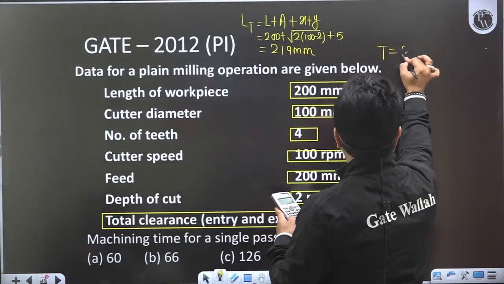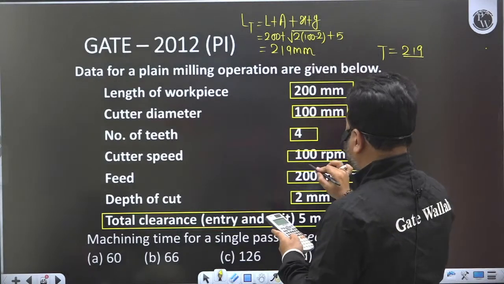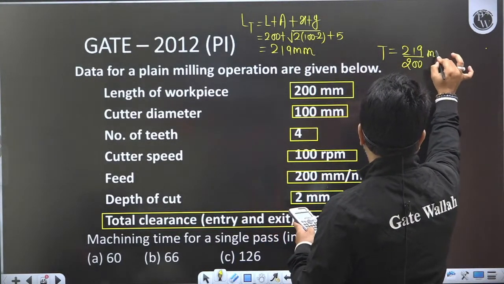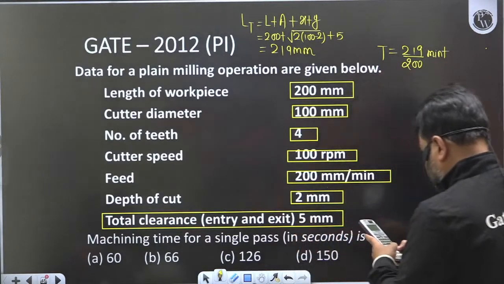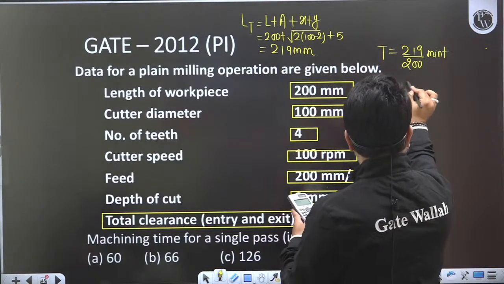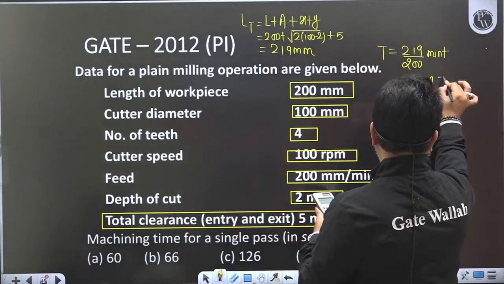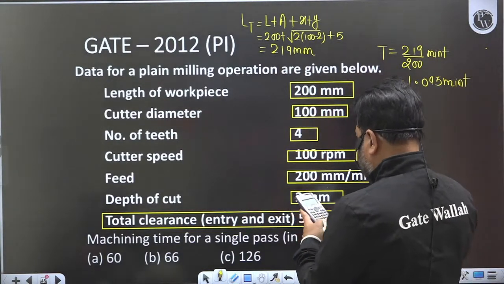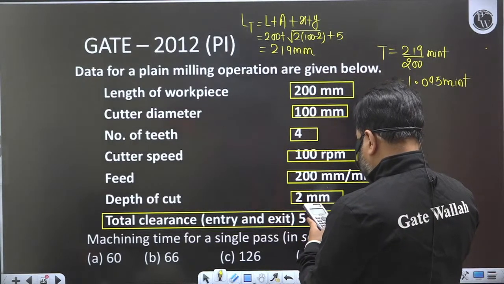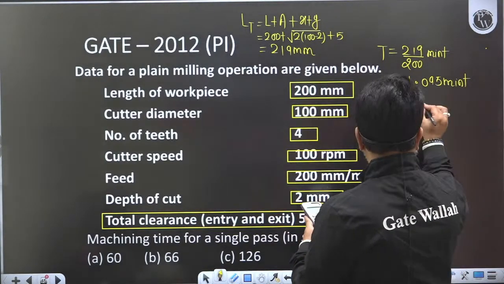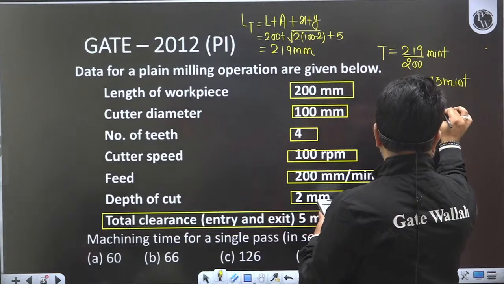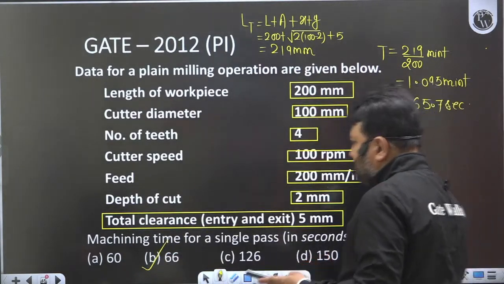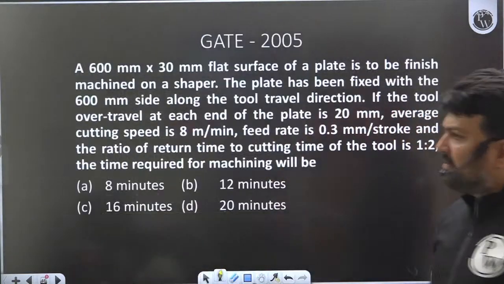Machining time is 219 divided by table feed, that is 200, in minutes. Divided by 200, 1.095 minutes. The answer is needed in seconds, so into 60, that is 65.7 seconds. Option B is the answer. Next.